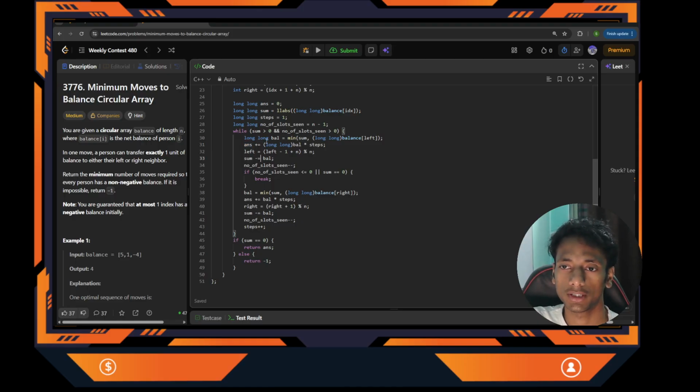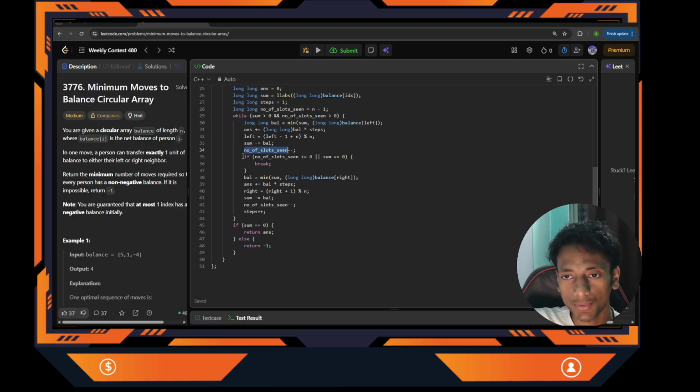And now I have already taken this left pointer, so shift the left pointer again: left will be left minus 1. Got it? And again we have to handle the negative index, so again plus n. And I have already transferred this balance amount, BL, so we have to subtract it from the target sum: sum equals sum minus balance, and number of slots minus 1, because I already explored the index the left pointer was pointing to.